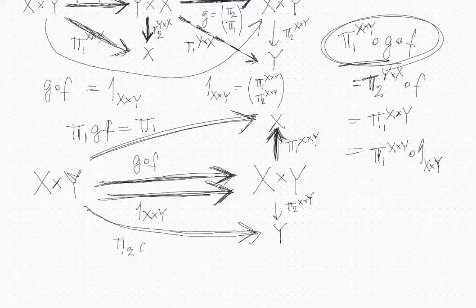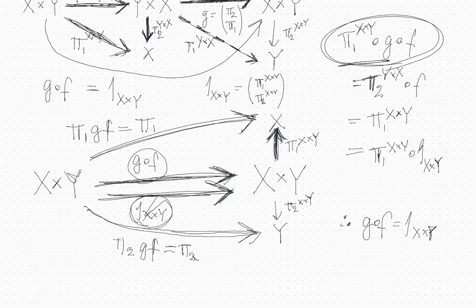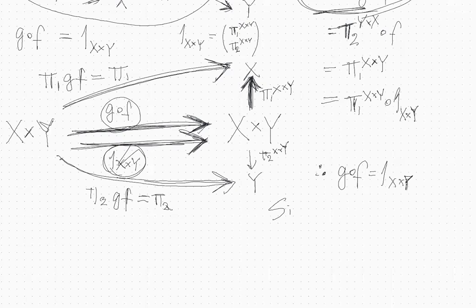And then by the definition of the product, these two morphisms, this one and that one, have to be the same. So the conclusion is that G composed with F must equal the identity. And exactly the same methodology will allow us to prove the other direction as well. We will be able to prove that F composed with G equals the other identity.